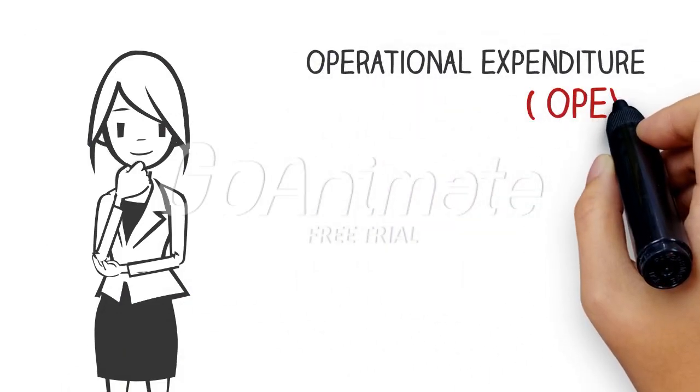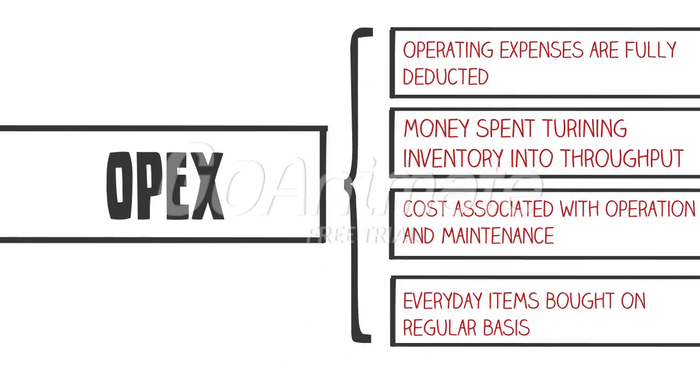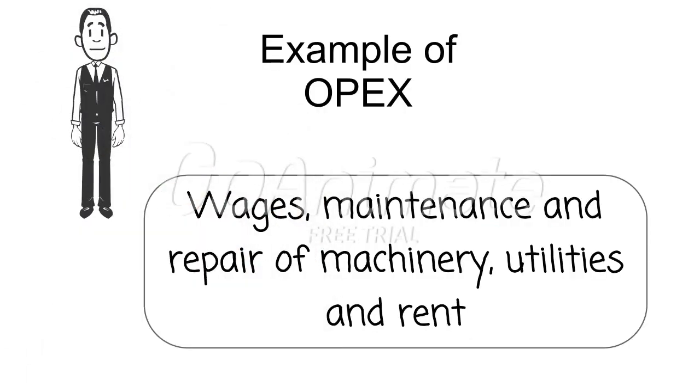Next is operational expenditure, which is also known as OpEx. It refers to expenses incurred in the course of ordinary business such as sales, general and admin expenses. Operating expenses are fully deducted in the accounting period during which they were incurred. The money spent turning inventory into throughput is OpEx, the cost associated with the operation and maintenance of an income-producing property. Everyday items are bought on a regular basis and minimum stock levels kept. It has no maintenance costs. Examples of OpEx are wages, maintenance and repair of machinery, utilities and rent.